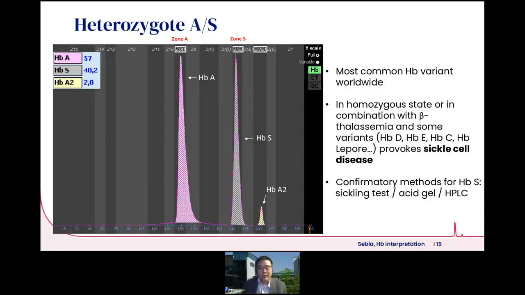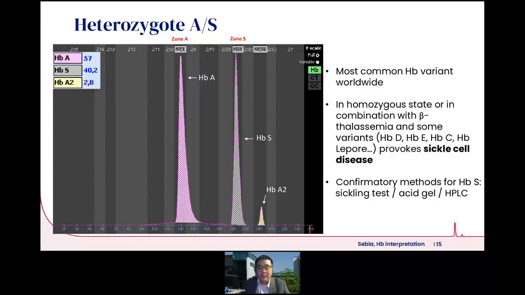So let's look at examples of the common variants. This is the heterozygous sickle cell trait. You see in the capillary electrophoretic profile, it's very defined within zone S. Once again, the percentage of hemoglobin S is slightly less than that of hemoglobin A. It's also the most common hemoglobin variant worldwide.